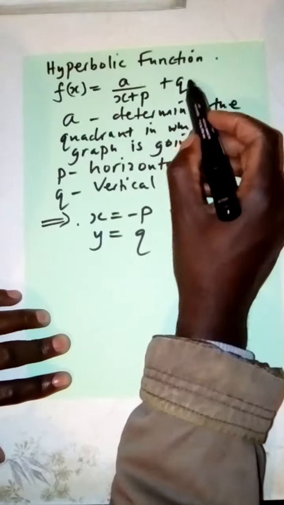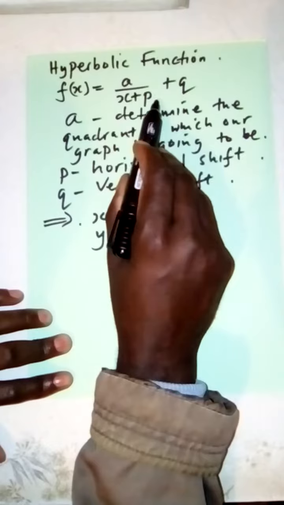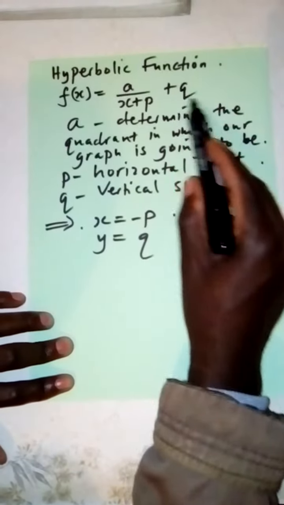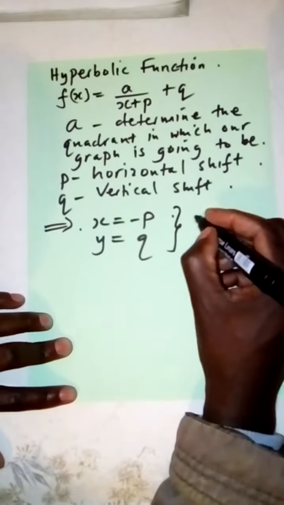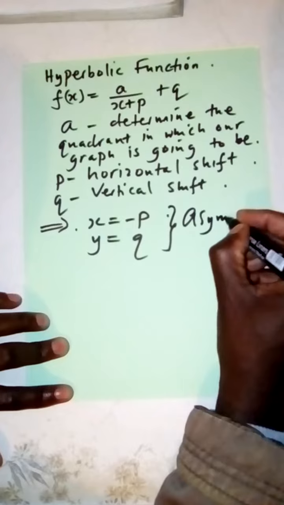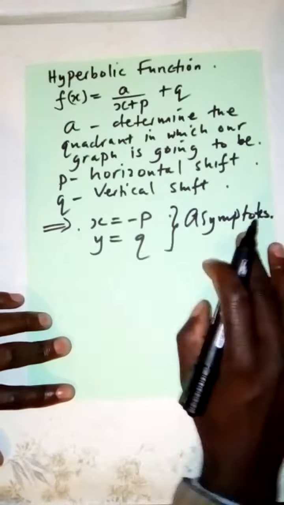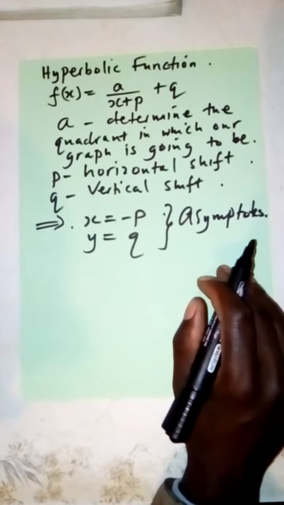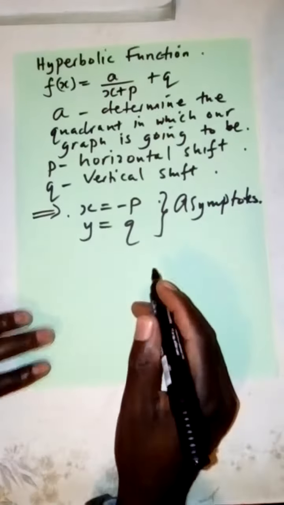You see, x equal to minus p, it's like we are solving x plus p equal to 0. Then x will be equal to negative p, and then you take the other one as it is, y equal to q. These give us what we call asymptotes. Asymptotes are where your graph is undefined. Now let's look at an example using this information.